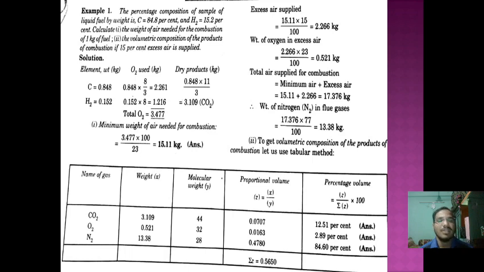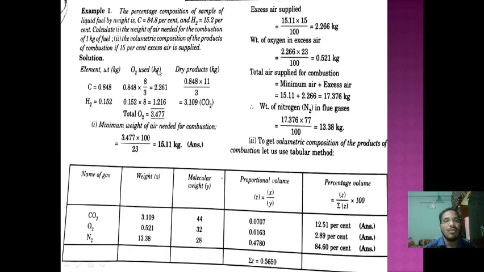First we have to write the given data. The percentage composition of the sample of liquid fuel: first is carbon, 84.8 percent. Then we convert the percentage into kg by dividing by 100. The carbon value comes to 0.848 kg, and hydrogen is converted to 0.152.